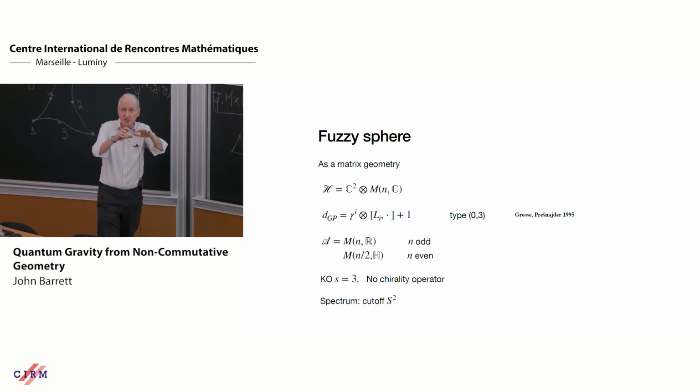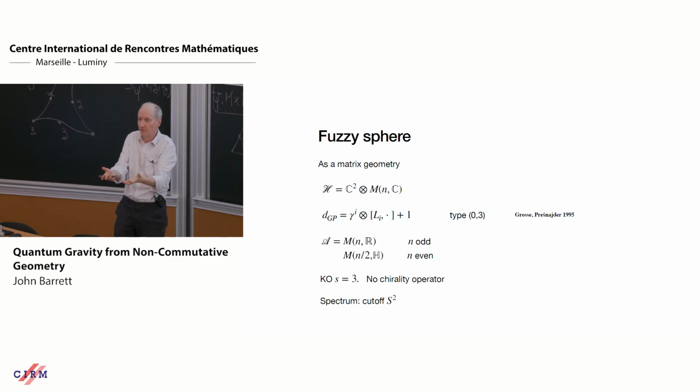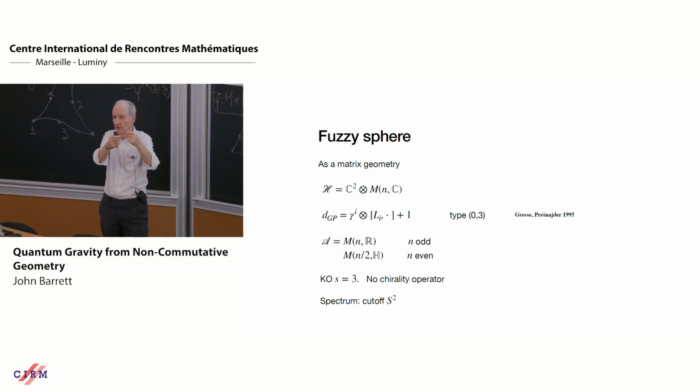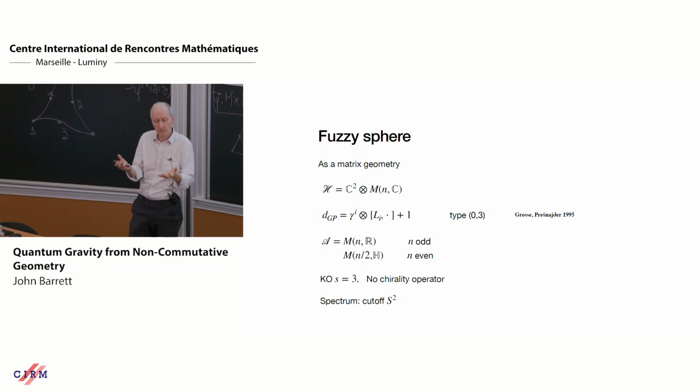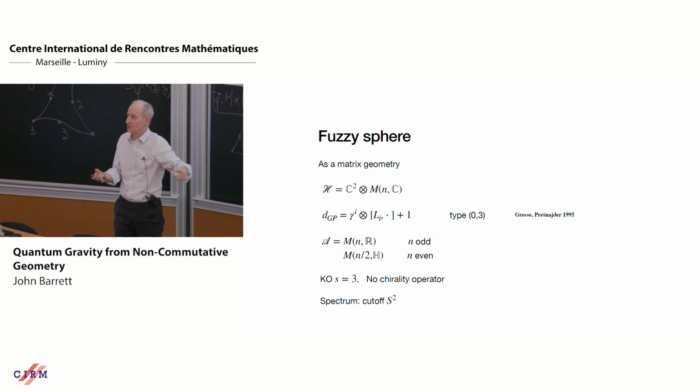And of course, you expect the sphere to be a Riemannian manifold, and so it has a little Clifford algebra at each point, which is KO dimension 2. It's type 0, 2. So you expect a sphere to have KO dimension 2. But if you write down a KO dimension 2 spectral triple, and then you forget the chirality operator, you just throw it away, you end up in KO dimension 3. Everything else is satisfied.